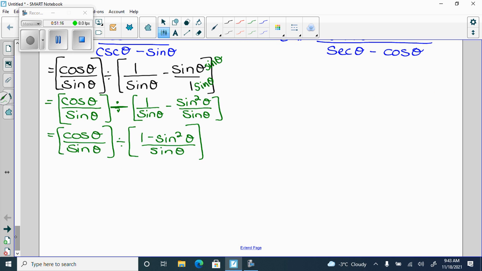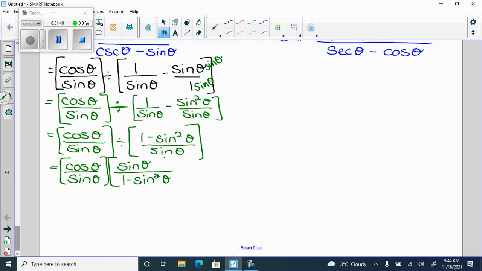Okay, so then, what can we do? Flip. So we get cos theta over sine theta times, you don't have to put in square brackets because some people freak out. They're like, I don't like those. Then don't. I don't care. Sine theta over 1 minus sine squared theta.